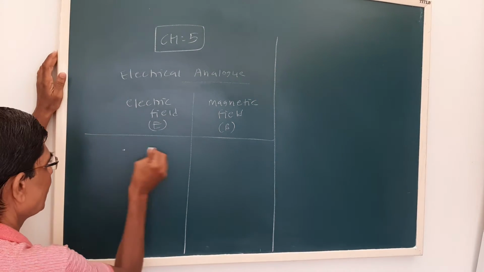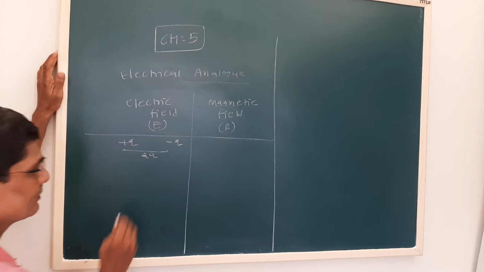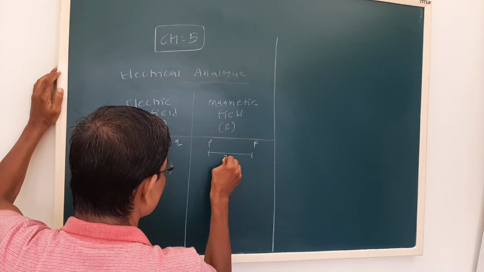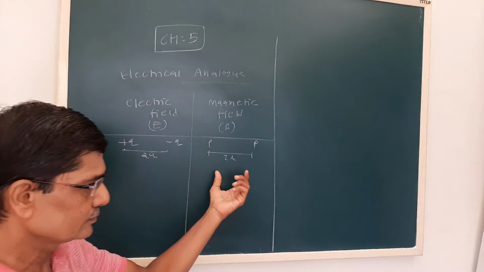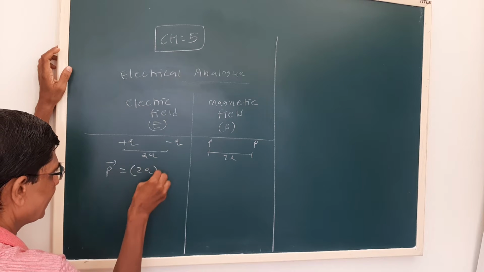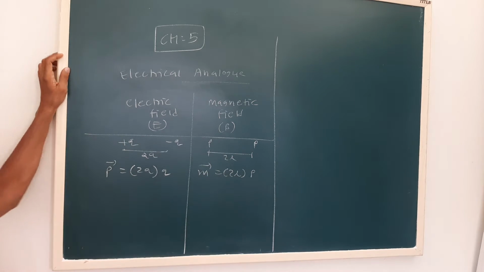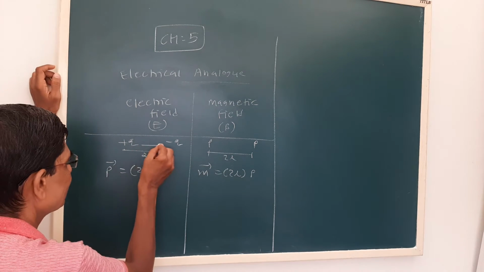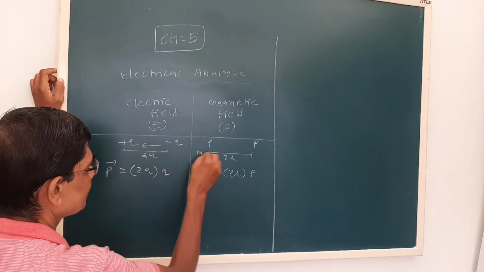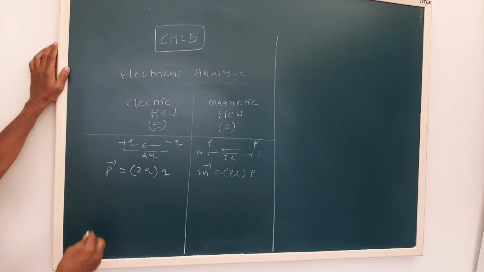Now we talked of electric dipole moment. See, a plus charge and a minus charge separated by 2a distance. Here P is the pole strength. See, the distance between two poles of a magnet is 2L. The dipole moment p is equal to 2a into q. Here also the magnetic dipole moment is 2L into p. The direction of electric dipole moment was from negative to positive, and here it is from S to N. Okay, now this is about the electric dipole moment.